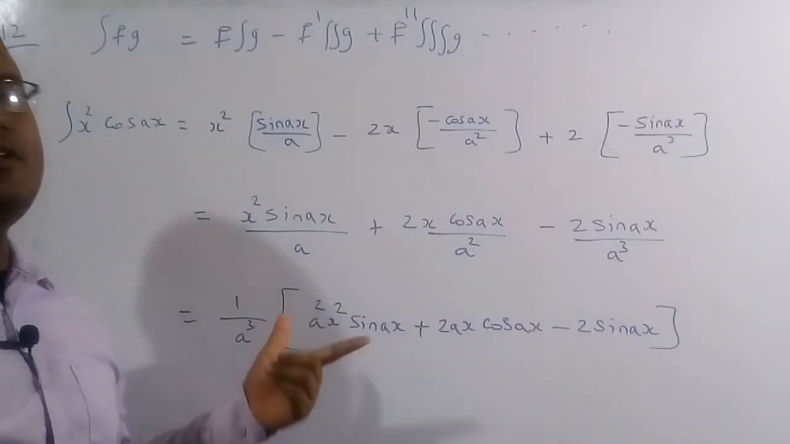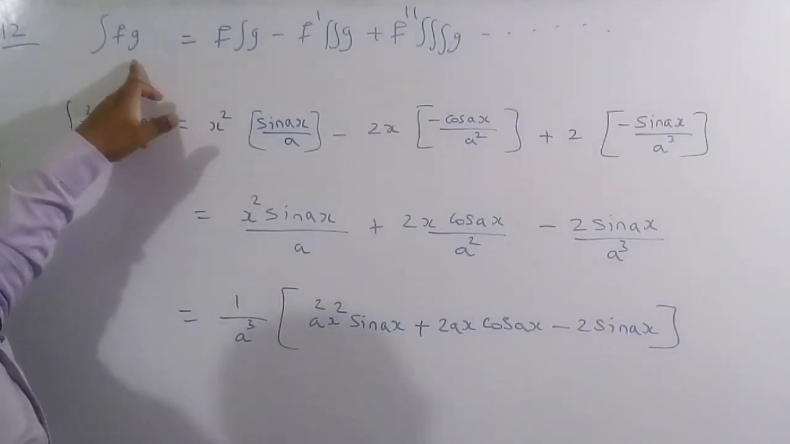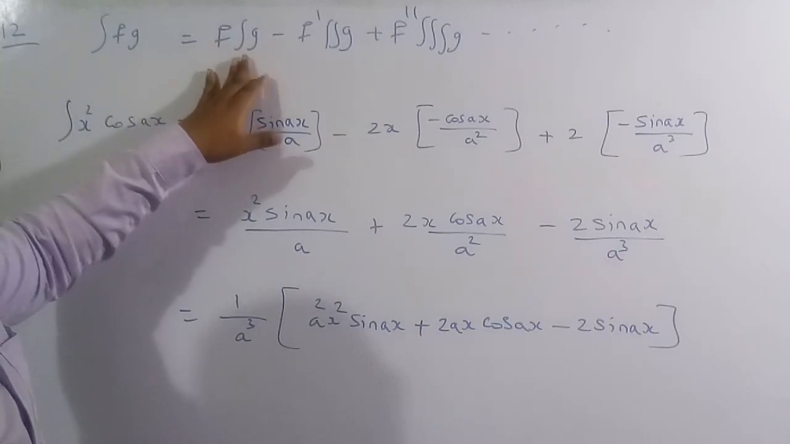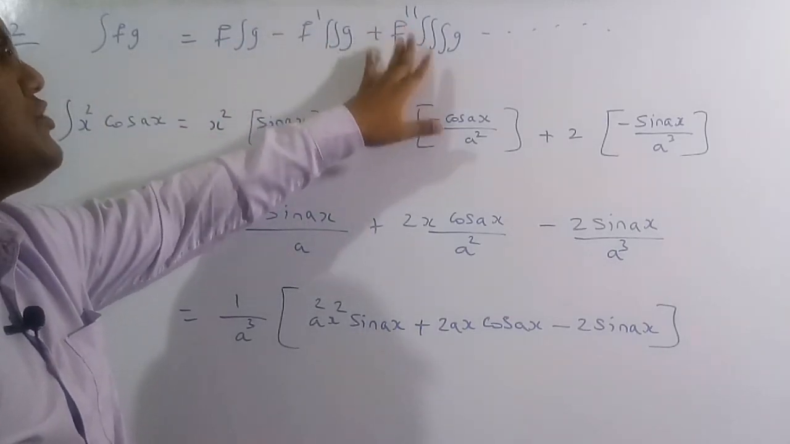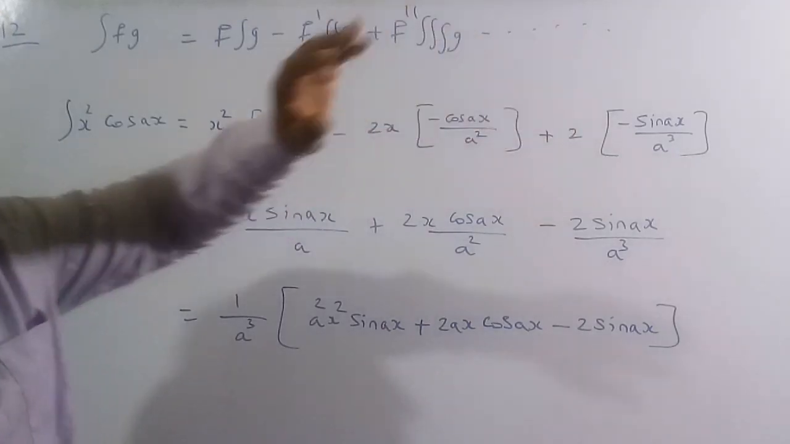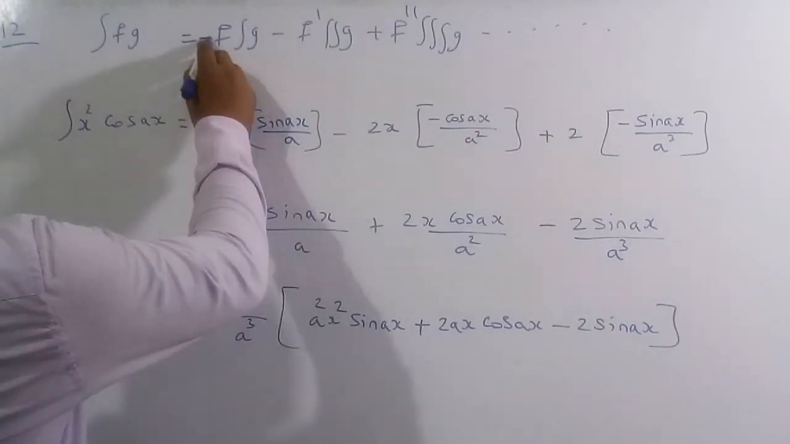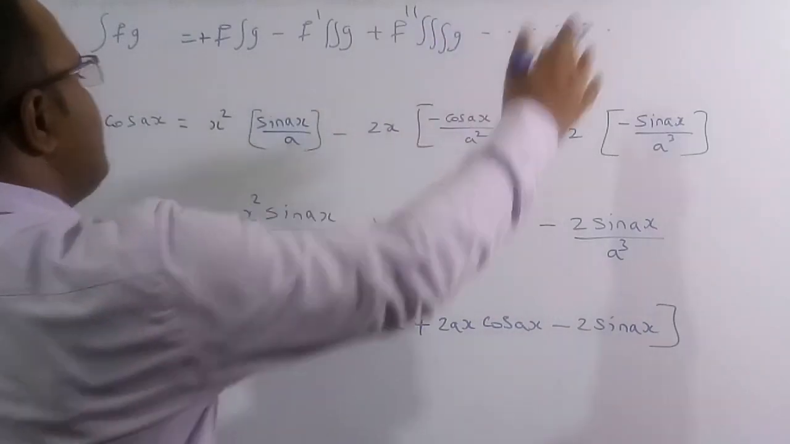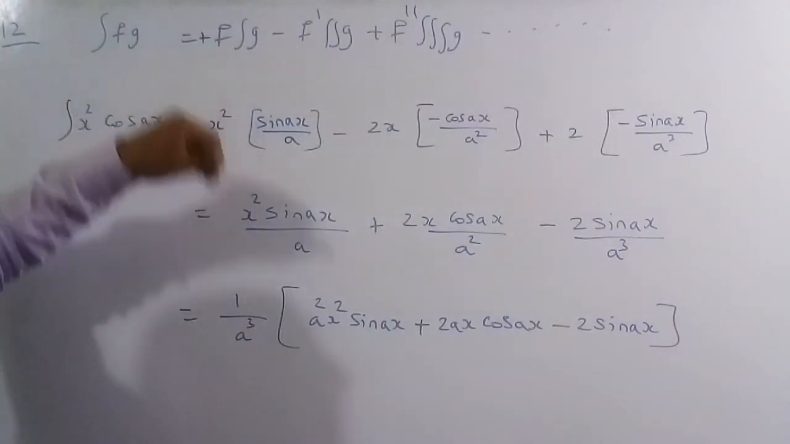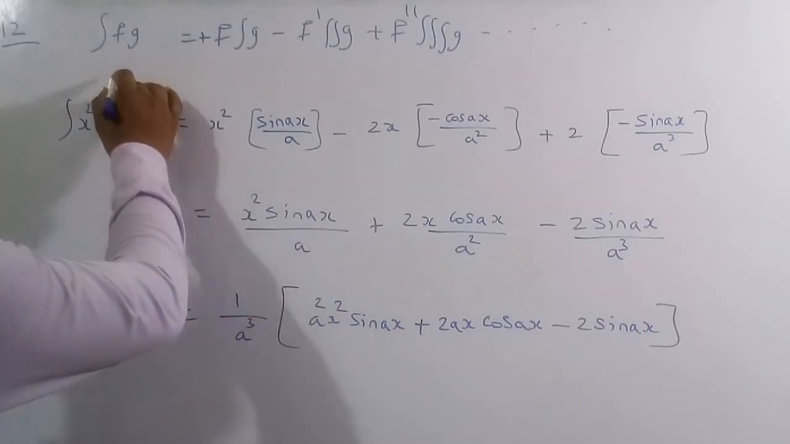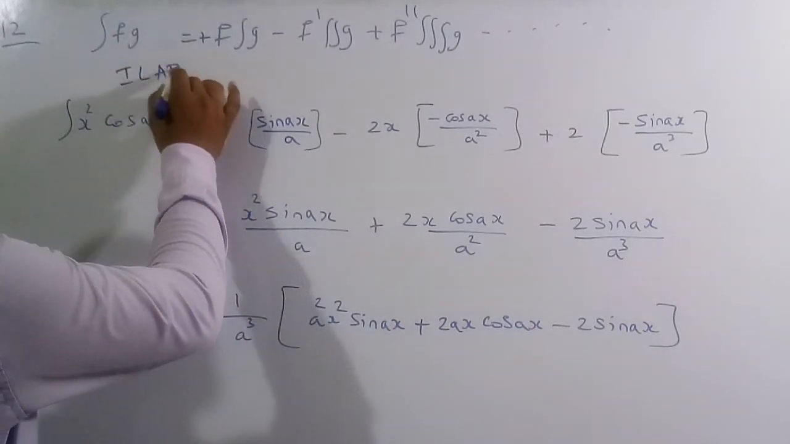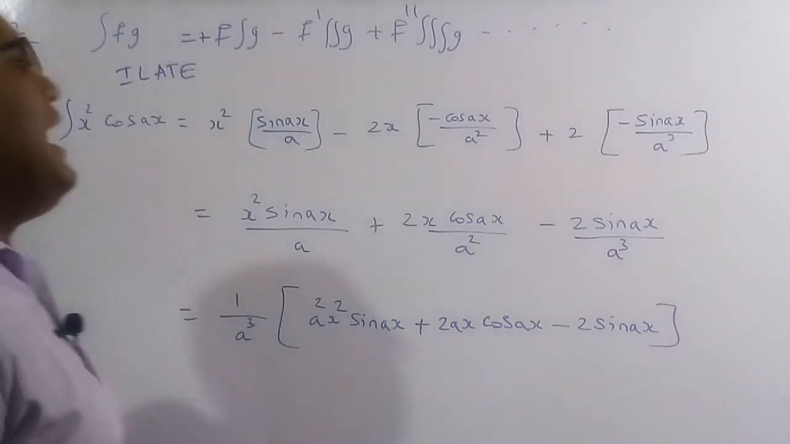This type of question we have already discussed. So integration of f into g is equal to f into integration of g minus f dash into double integration of g, plus f double dash into triple integration of g, and it goes on. So here it is always plus minus plus minus, alternating. Which function we have to take as f and which as g is based upon the ILATE rule. So based on this principle we have to choose which is f and which is g.